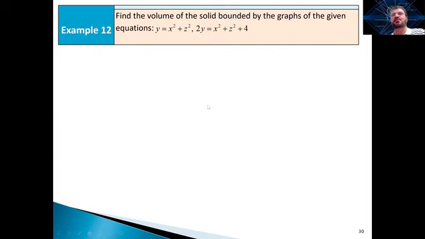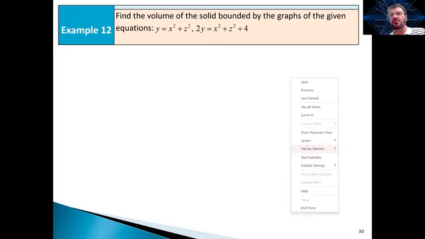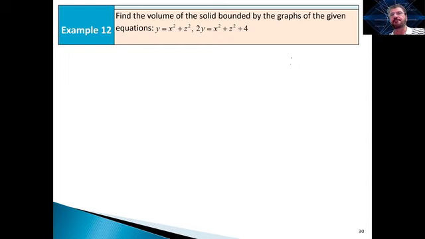All right, let's do this one now. Find the volume now of the solid bounded by the graphs of the given equations. I have two equations to deal with. Okay, let's look at the graph of this one, guys. So I'm going to start with the dark ones to make the coordinates. Here's the y-axis, and here's the x-axis, and this is the z-axis.